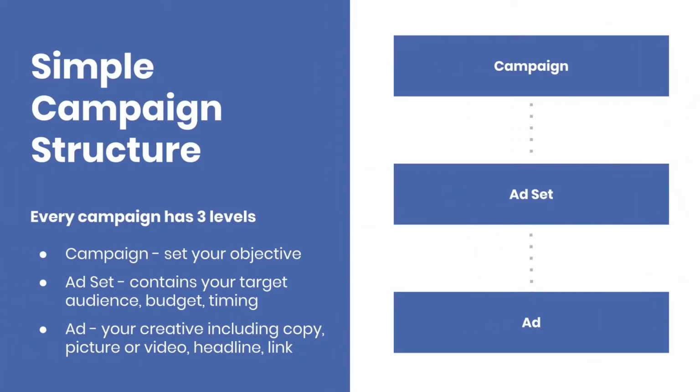Every Facebook ads campaign has three levels. At the campaign level, we set our objective. The ad set level contains our target audience, our budget, our timing, etc. And the ad level is where your actual ad sits, which includes your creative, wording, picture or video, headline, and link if you're using one.